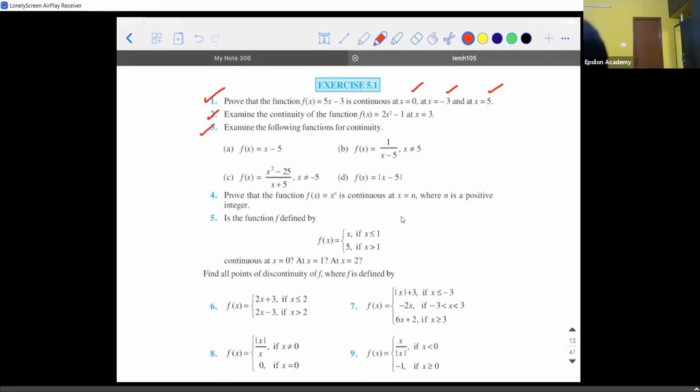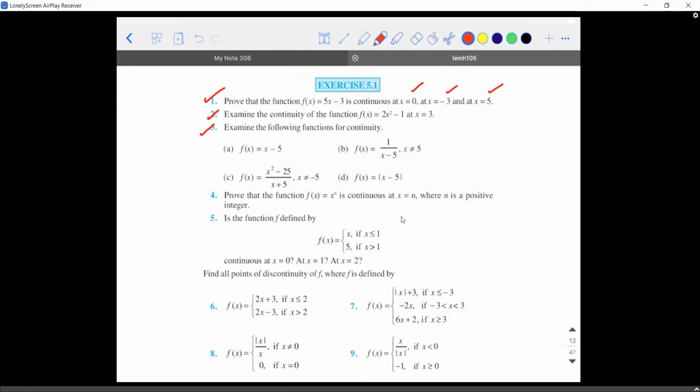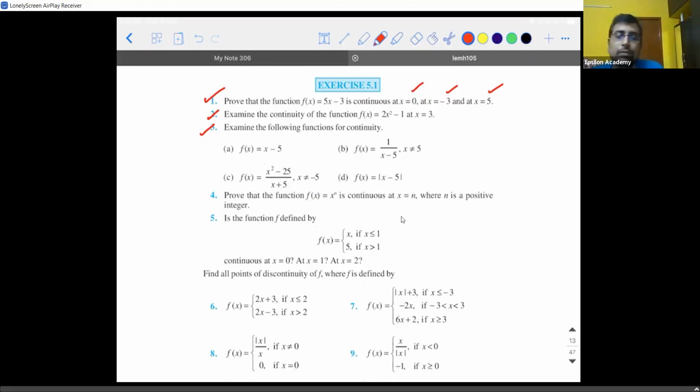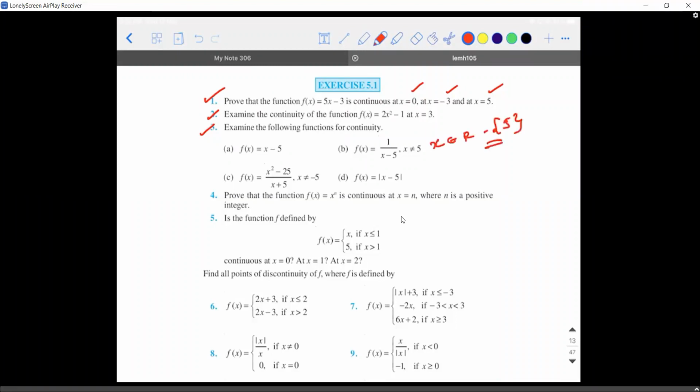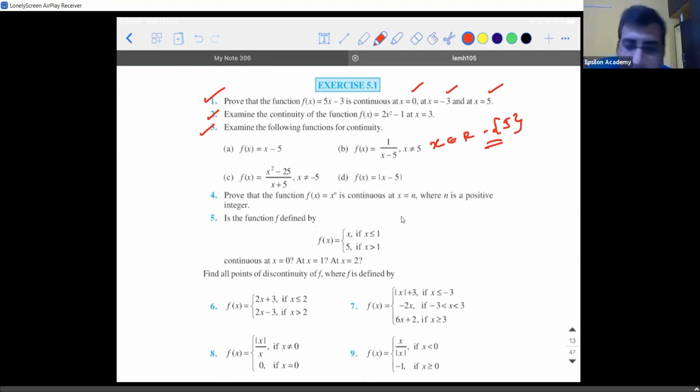Examine the following functions for continuity. f of x is equal to x minus 5. So x minus 5 is also a polynomial function. Is it continuous throughout its domain? Yes, sir. Similarly, f of x is equal to 1 by x minus 5. It is a rational function. x is not equal to 5. So what is the domain for that? x belongs to R except 5. So for any real number except 5, is it going to be continuous? Is it going to be continuous in its domain is what I'm asking.